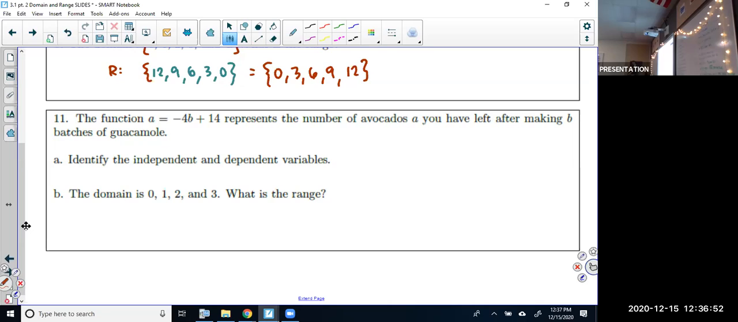Okay, the function A equals -4B plus 14 represents the number of avocados you have left after making B batches of guacamole. Identify the independent and dependent variables. So what do you have control over? The number of batches you make or the number of avocados left? Both. The number of batches you make.